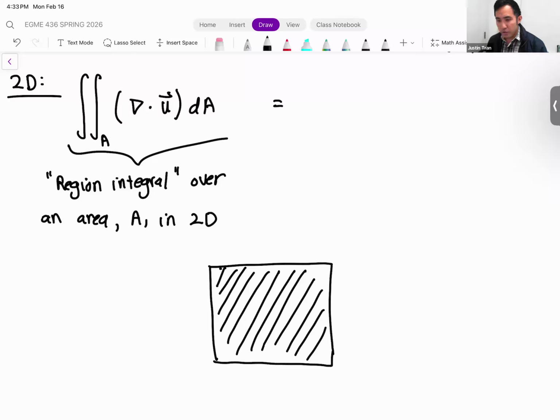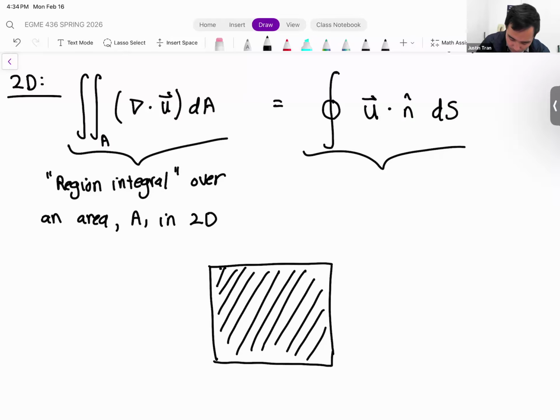Okay. So according to the divergence theorem, we can take that double integral and convert it into another form. The converted form is the following. Instead of a double integral, we are now going to have a line integral. And this is going to be a line integral of our original vector field U dot product with N, ds. So this right here is a line integral around the boundary of our two-dimensional region.